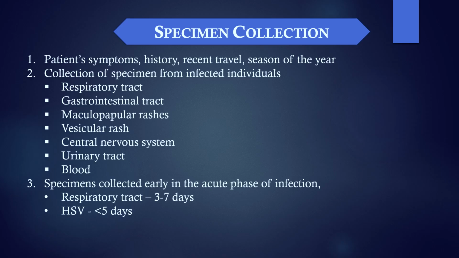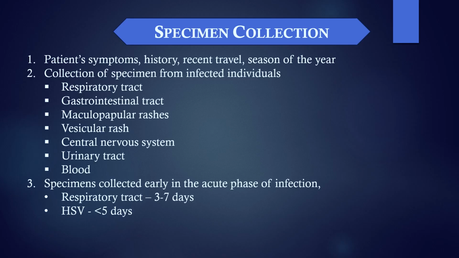The second step is the collection of specimens from infected individuals. The samples may be collected from the respiratory tract, gastrointestinal tract, maculopapular rashes, vesicular rashes, and the central nervous system, that is cerebrospinal fluid, as well as urinary tract samples, then blood, which is one of the important samples containing antigens and antibodies. These are the various samples we collect from infected individuals.